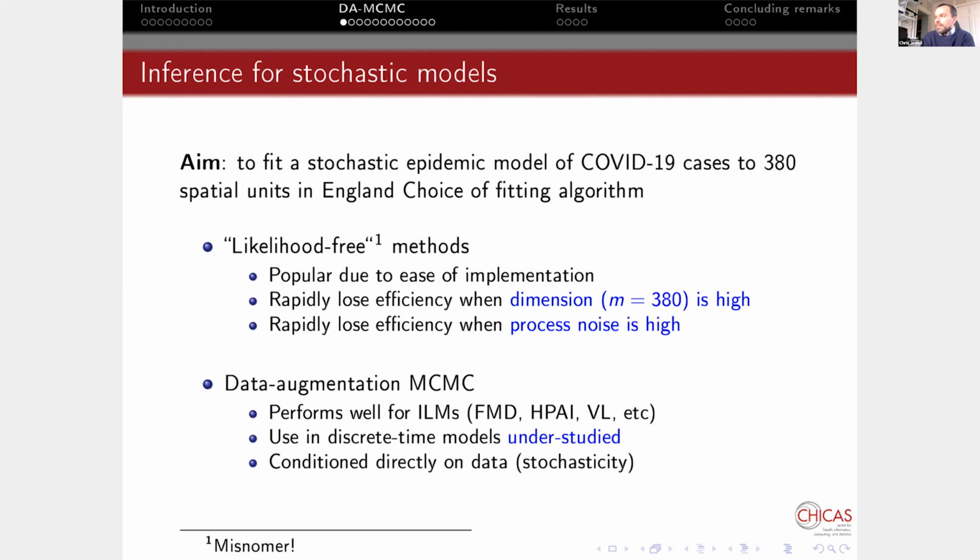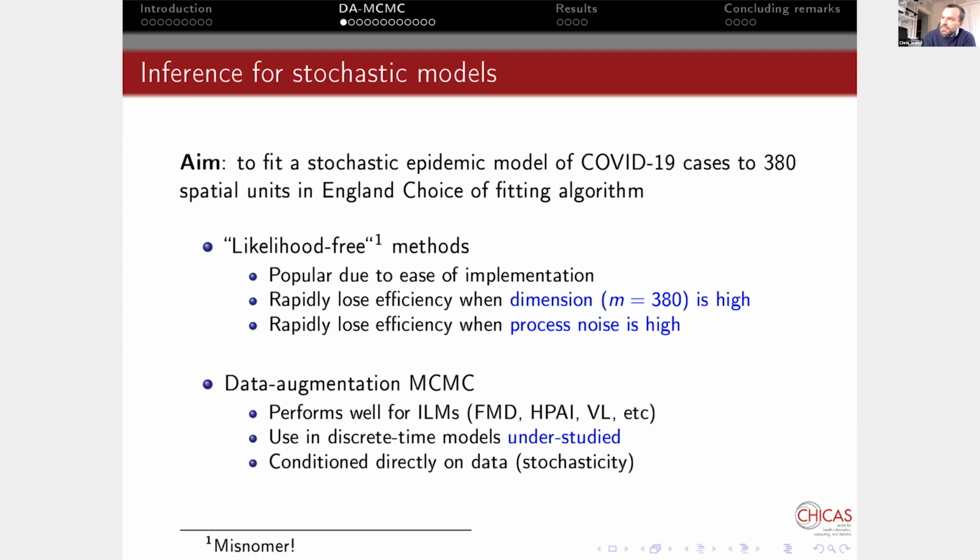But they tend to start to lose efficiency when the dimensionality of your particle update is high. And in this case, we've got these 380 coupled time series of epidemic processes in each local authority, coupled by our mobility matrix. And we did some early experimentation a little under a year ago, just with some simple filtering methods. And we concluded that without a lot of work, the process noise, so the case observation noise, was so high that it was unlikely that we would get these methods to work effectively.